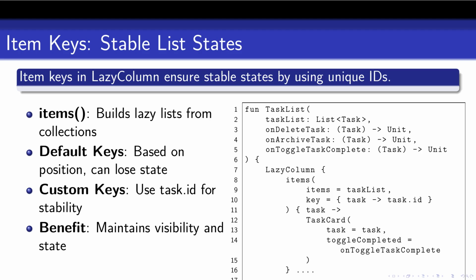To maintain state even when items are reordered or recycled, we use item keys in LazyColumn. By specifying a unique key like task.id, we prevent Compose from mistakenly resetting item states, such as checkbox values. This ensures a stable experience for the user as they scroll or interact with the list.